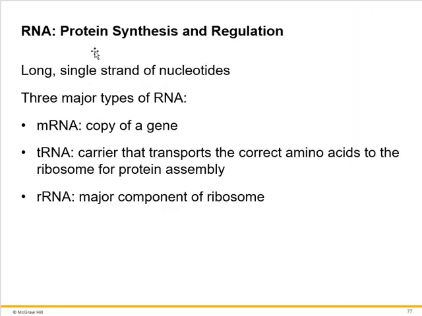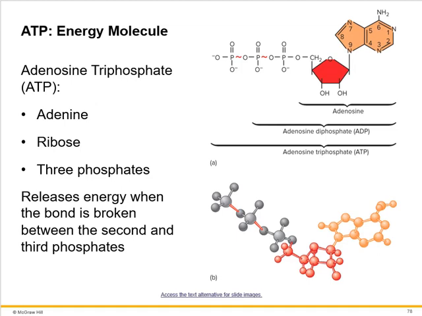So RNA is used in protein synthesis. Each of the major types of RNA have some job, like the mRNA is what is translated. That's the blueprints for the gene, the copy of the gene. tRNA transports the correct amino acid to the ribosome for protein assembly, and the rRNA is the major component of the ribosome. So they each have some job in protein synthesis and regulation.